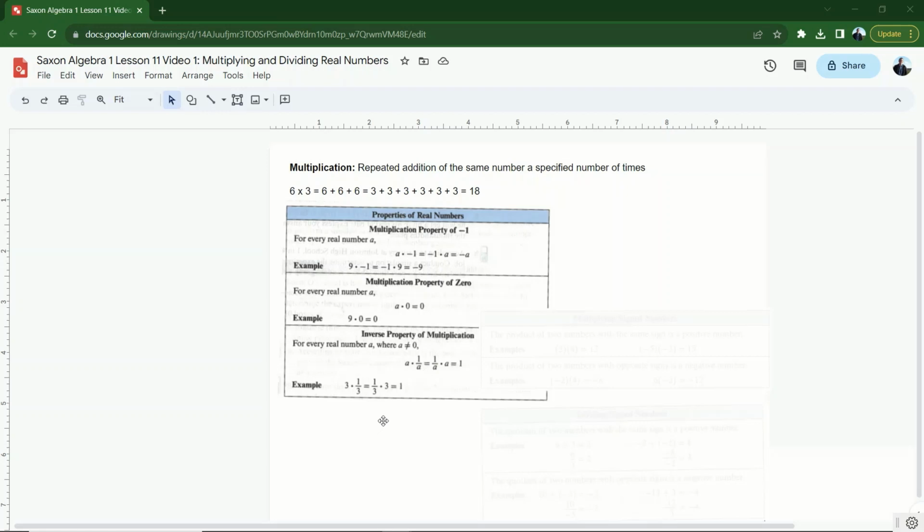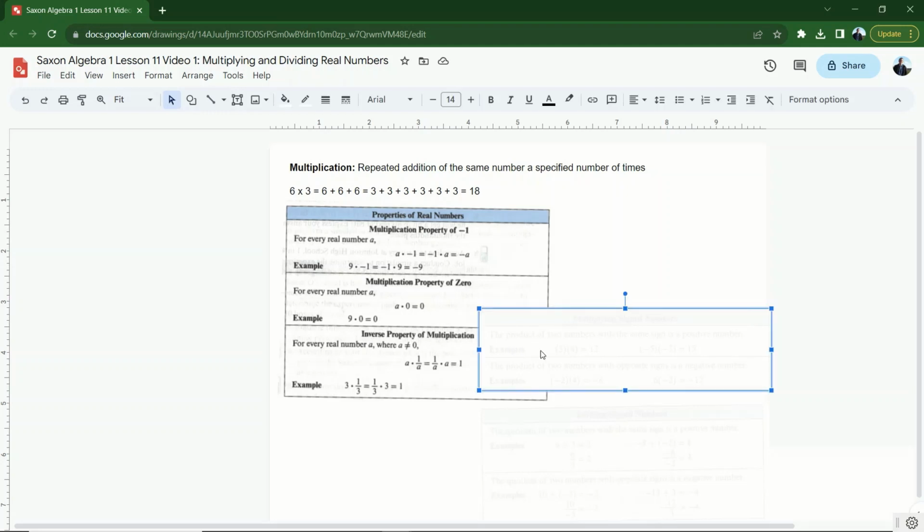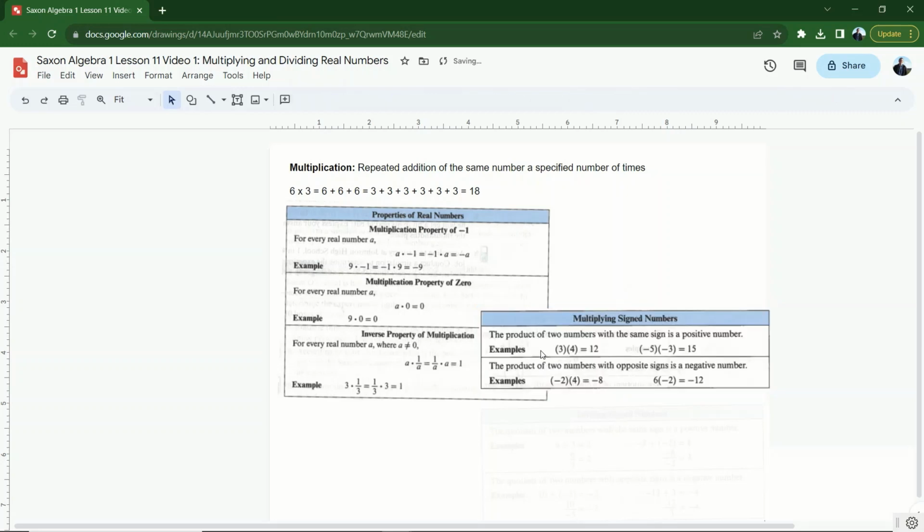Okay? So there's 3 properties of real numbers you need to remember. These are multiplication properties, really: multiplication property of -1, multiplication property of 0, inverse property of multiplication. Now, what happens if we're multiplying numbers and we have negative numbers involved? Well, there are some rules that you should follow. When you multiply signed numbers, the product of 2 numbers that have the same sign is always positive. Doesn't matter if it's 2 positives, which is what we're used to dealing with, or 2 negatives. 2 wrongs make a right in this case.